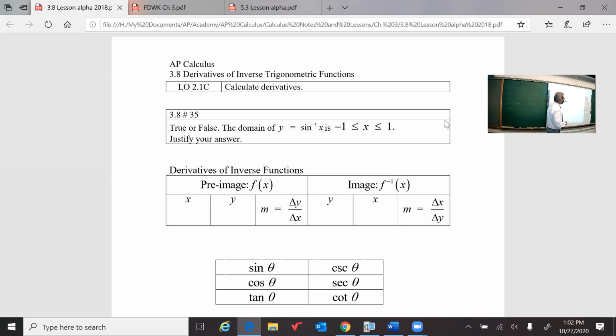The domain of the inverse sine is -1 to 1. Justify your answer. So true or false is one thing, but they were, explain why is that your answer? My answer is true because of this. My answer is false because of that. The domain of the inverse sine is x is between -1 and 1 inclusive. True or false, and why?